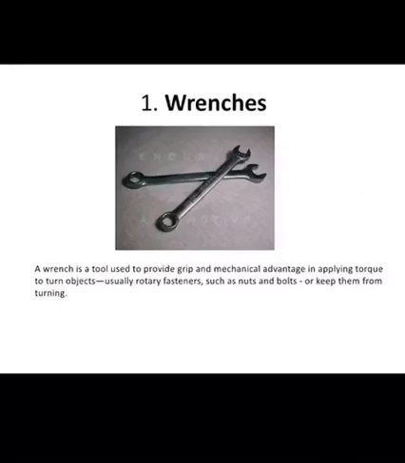Number one, wrenches. Now, a wrench is a tool used to provide grip and mechanical advantage in applying torque to turn objects, usually rotary fasteners such as nuts and bolts, or keep them from turning. This is what a wrench does. So number one, wrenches. Repeat after me. Wrenches. Very good.